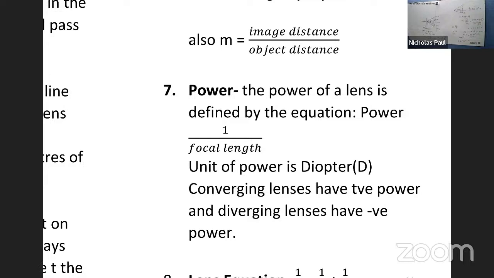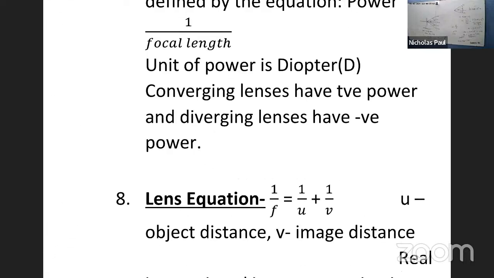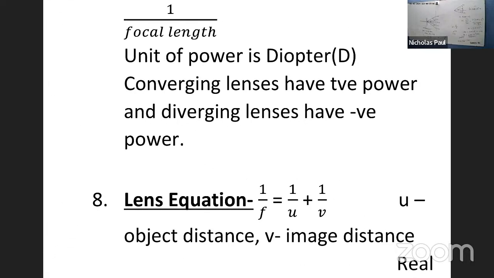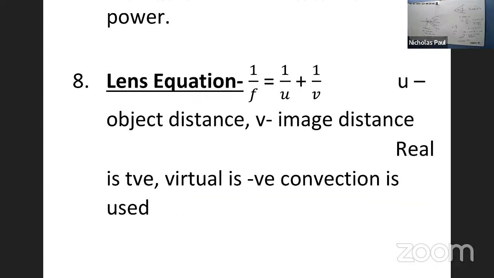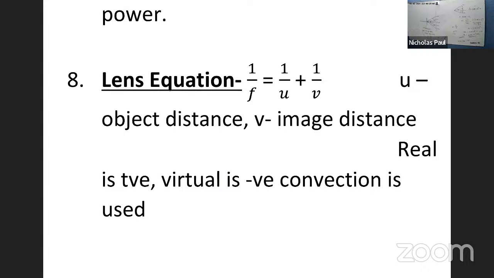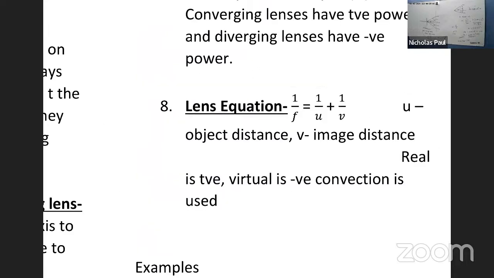One slight problem is that for power, the focal length must be in meters. Converging lenses have a positive power. Diverging lenses have a negative power. Then you have your lens maker equation: 1 on f is equal to 1 on u plus 1 on v. v is the image distance, just in case you forgot what that is.